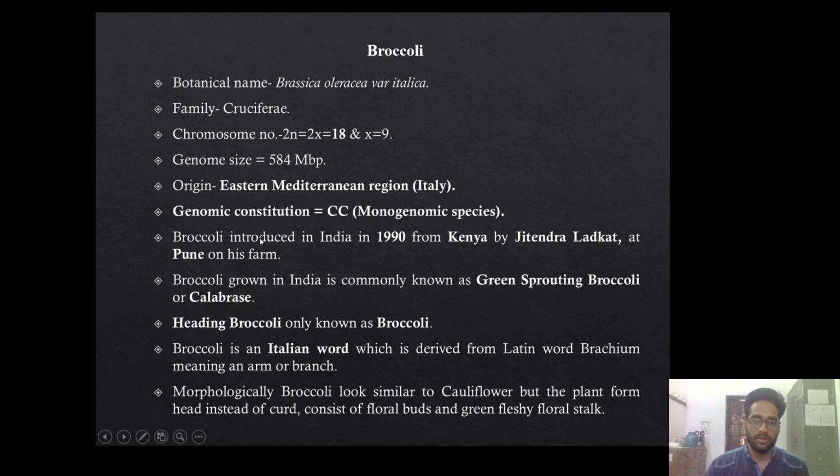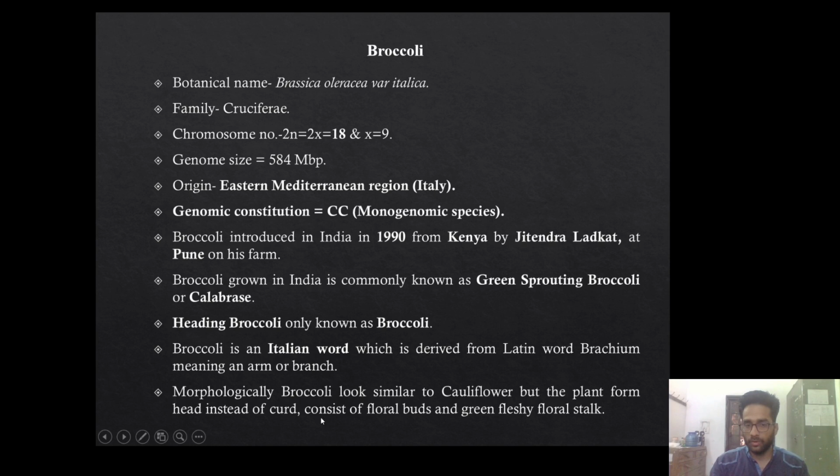Broccoli was introduced in India in 1990 from Kenya by Jitender Lakhad at Pune on his farm. Broccoli grown in India is commonly known as green sprouting broccoli or kalabrese. Heading broccoli is known as broccoli. In India, green sprouting broccoli is commonly grown. Broccoli is an Italian word derived from the Latin word brachium, which means arm or branch.